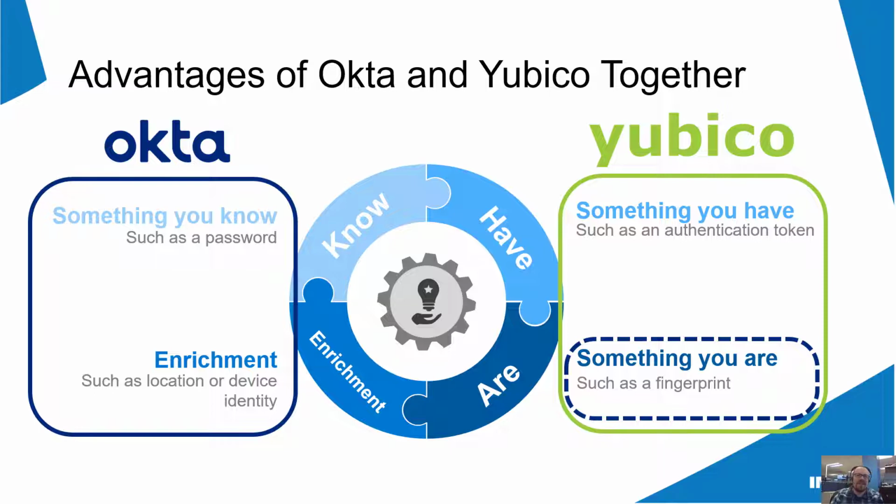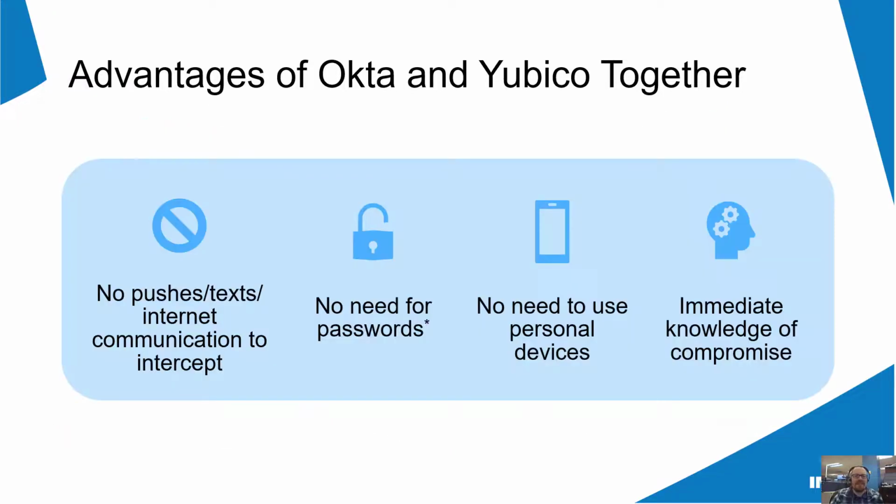And something you are, technically they can both do this, because Okta can do facial recognition or fingerprint recognition, that kind of thing, off of a portable device, or if your laptop has those things built into it. But it's not air-gapped. The Yubico something you are is air-gapped. There's nothing to intercept. There's no transmission back and forth. It's all local.